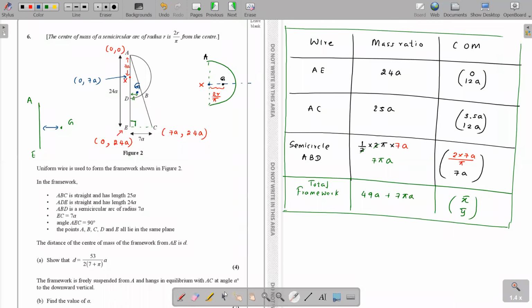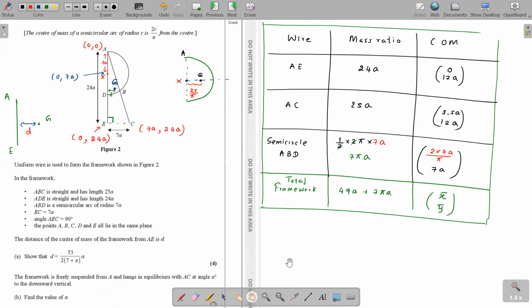So once again, they say the center of mass of the framework from AE. So AE is this line, and your center of mass is somewhere over here. The distance from AE to the center of mass is definitely the X bar. So D is actually the X bar in what I marked here. So to show that, all I have to do is to find my X bar. We just add everything in the framework. So the moments must be added, right? Mass and center of mass, let's add it. I'll take only the X coordinates because I want to get X bar. D is the X bar.